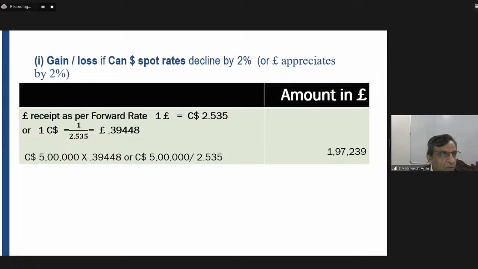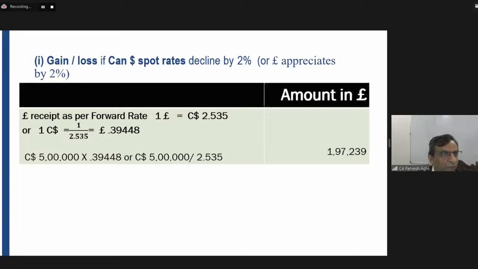Now we know that the forward rate for a pound is 1 pound equal to Canadian dollar 2.535. We have worked this out through our formula because the interest rate is truly reflecting the forward rates. So it is given in the question. Now, we are going to receive Canadian dollars, so we can do the reciprocal and convert the quote into a Canadian quote. So 1 Canadian dollar will be 1 divided by 2.535, which works out to pound 0.39448.